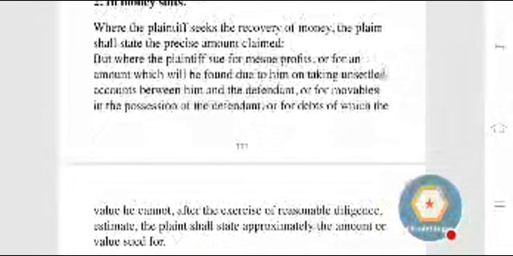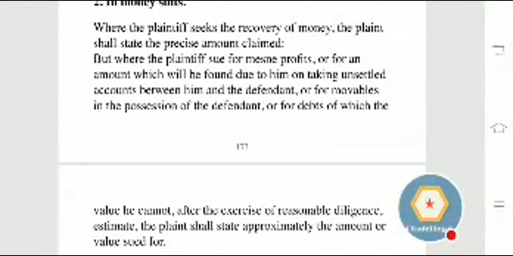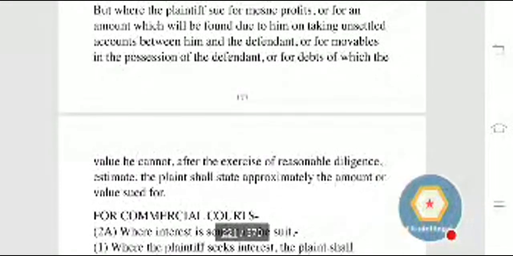Okay, so first of all the claim must be specified, or the precise amount must be claimed and mentioned in the plaint in case of a money suit. But if the precise amount cannot be ascertained, or if the principal amount is precise but interest, mesne profits, or an amount which will be found due to him on taking unsettled accounts between him and the defendant, in these scenarios the approximate amount or value sued for must be mentioned in the plaint.